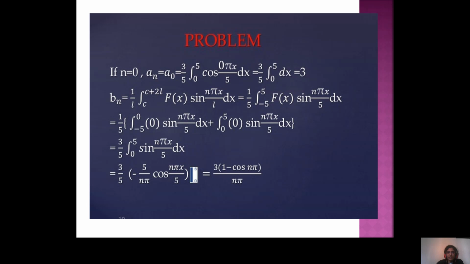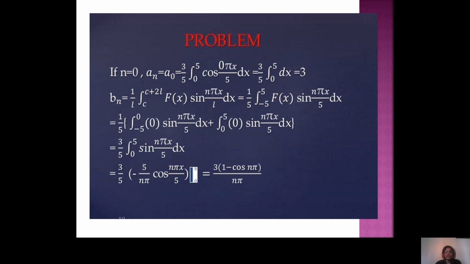So bn value is 1 by L integral of c to c plus 2L f of x sin n pi x by L dx. So substitute L equal to 5 and c equal to minus 5. So 1 by 5 integral minus 5 to 5 f of x sine n pi x by 5 dx. So for that we get 1 by 5, integral minus 5 to 0 of 0 sine n pi x by 5 dx plus integral 0 to 5 of 3 sine n pi x by 5 dx.